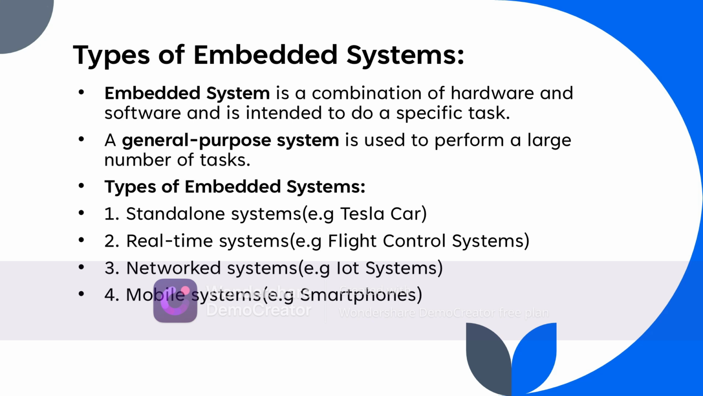And the third one is network systems. These systems are connected to a network like LAN, WAN or the internet in order to communicate with other devices or systems, and they often function as part of a larger distributed system. Example, we have IoT systems. And the last one is mobile systems. These are compact, portable, embedded systems designed to support mobility. Examples, we have smartphones, smartwatches, etc.